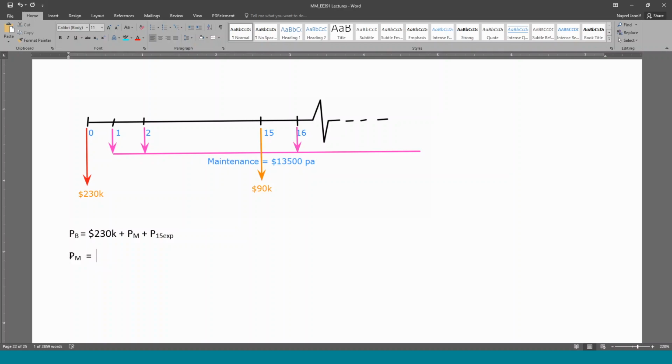Okay, what is PM equal to, guys? PM would equal, in the same way in which we did the other one, 13,500 divided by the interest rate. The interest rate is 8%. So you have 13,500 divided by 0.08. What do we get? We get 6168.